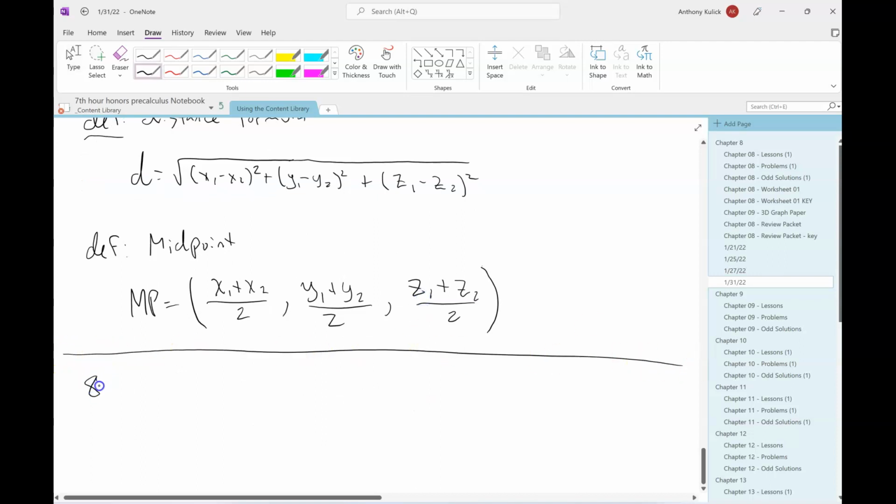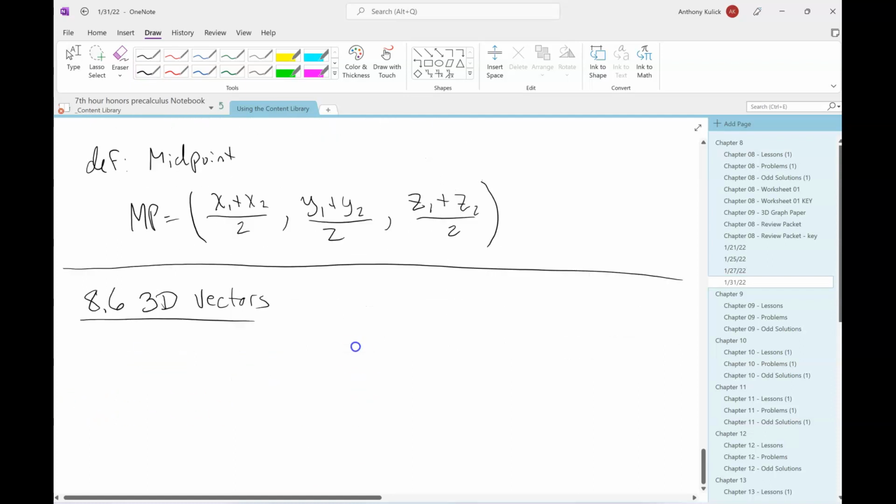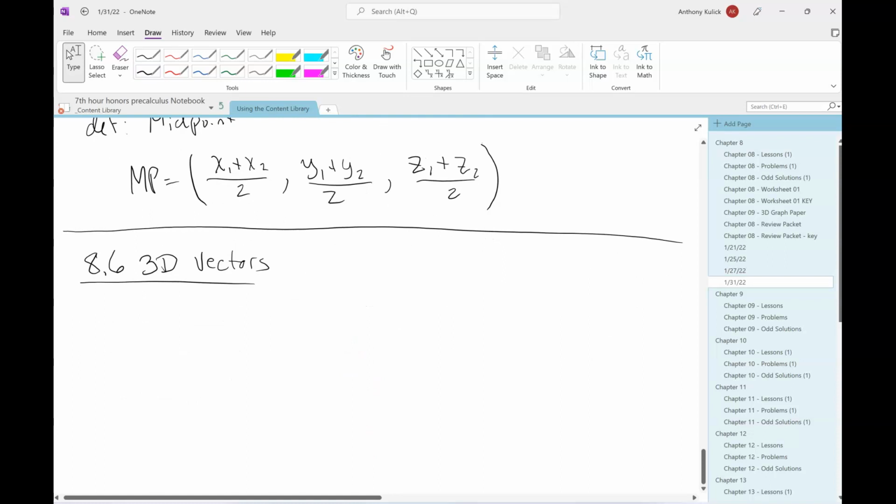Okay. In section 8.6, we talk about 3D vectors. And really all we're doing in this section is translating the forms and formulas that we had for 2 dimensions into 3 dimensions.